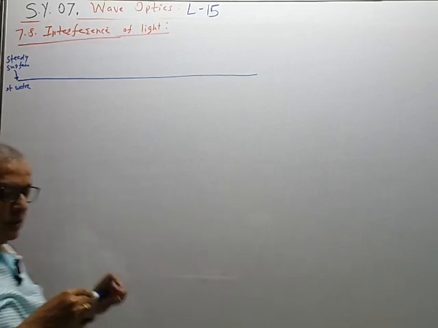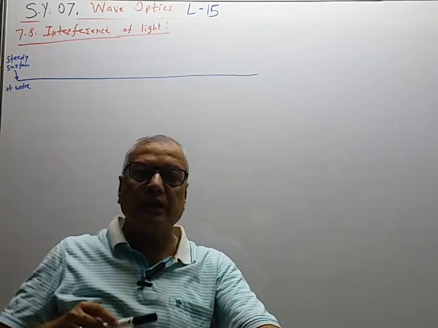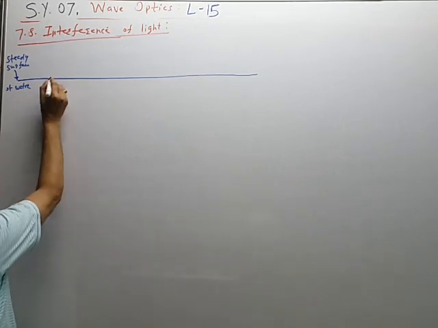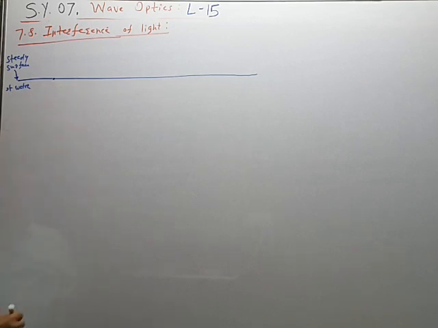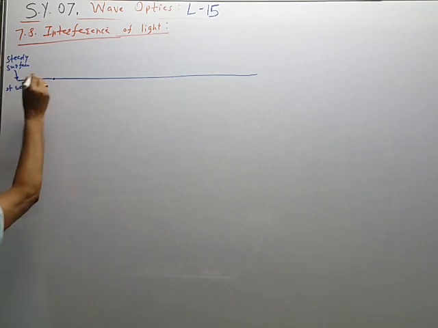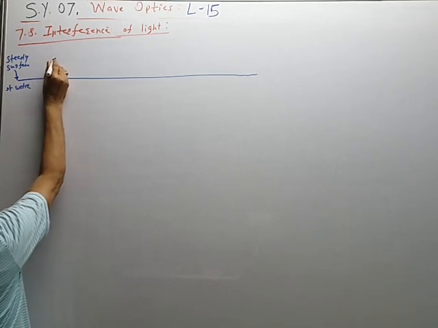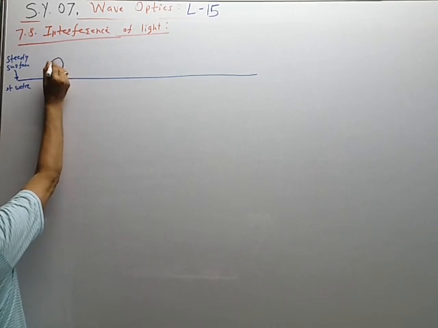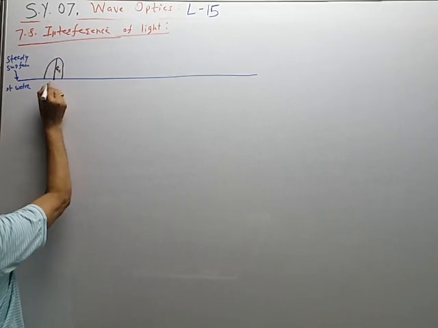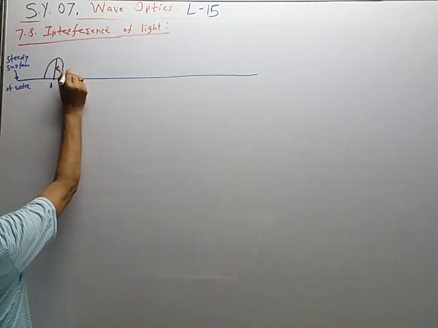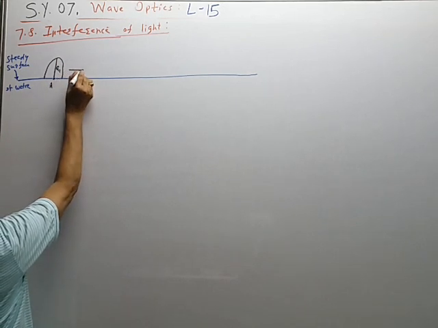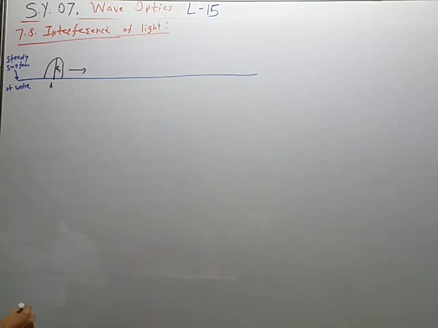Steady surface of water, and at point A, a stone is dropped. So ripples are produced. Suppose the wave produced from point A is like this. So its amplitude is A1. This wave will move in this direction.